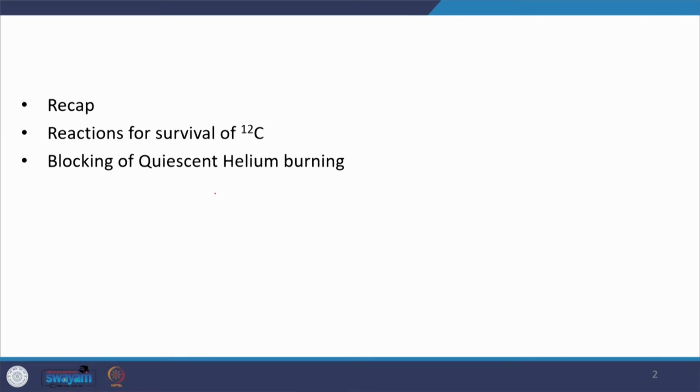All right. So, in helium burning, we have seen that in the core of the star, it is basically a red giant, and why we call it a red giant I have already discussed in the basics of helium burning. Okay. And there is a stage when this helium burning phase, the quiescent helium burning stage, is blocked.